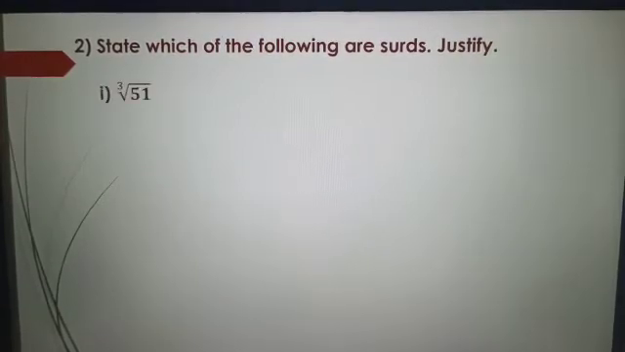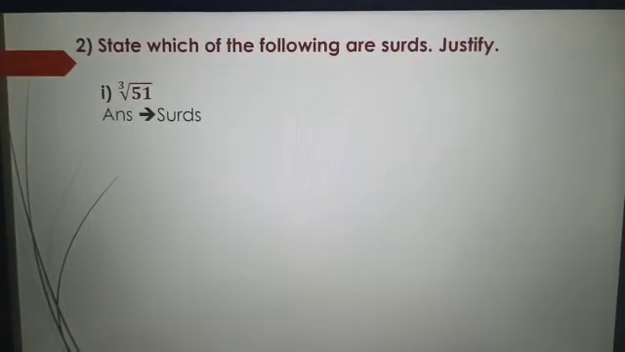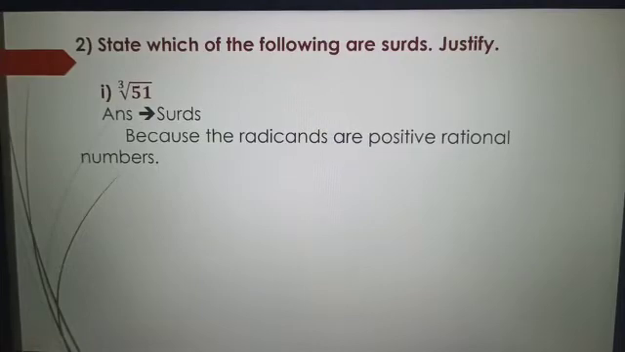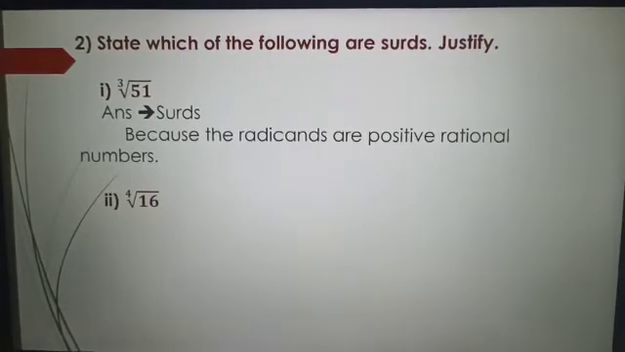Justify. Question number 1. Third root of 51. This is a surd because the radicand is a positive rational number. That means 51 is a positive rational number. Now question number 2. Fourth root of 16.